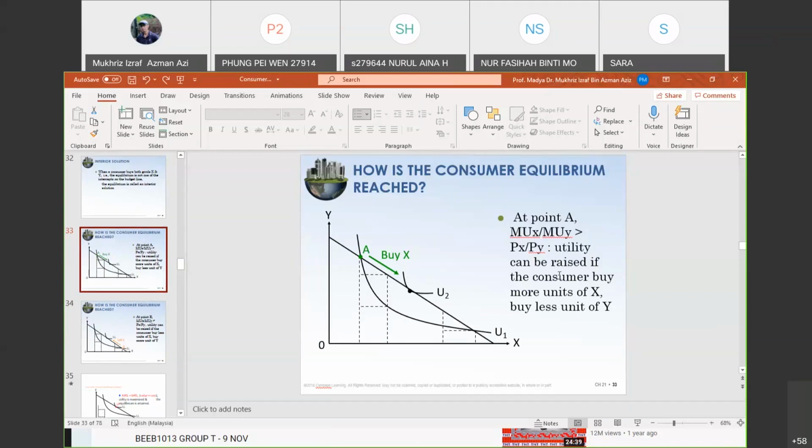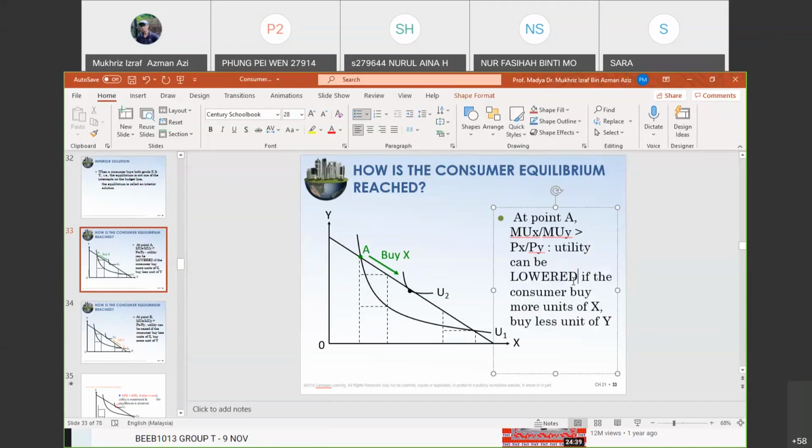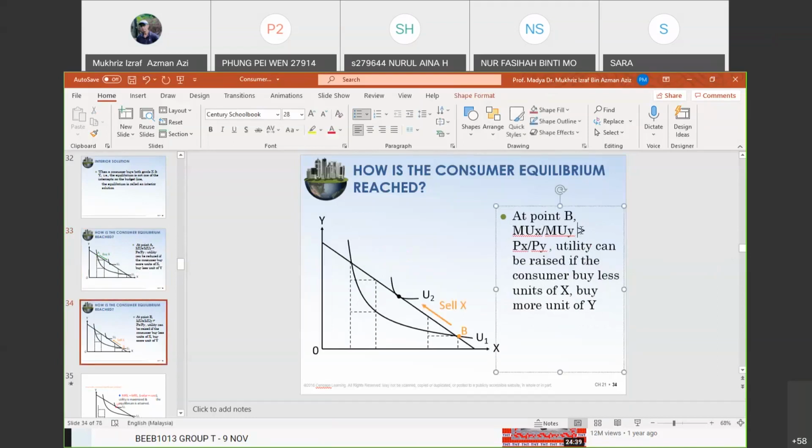Okay. This one is not raised. This one is supposed to be lowered or reduced. You need to change it in your slides or in your notes. So the main thing is this one. You need to change the sign to less than.